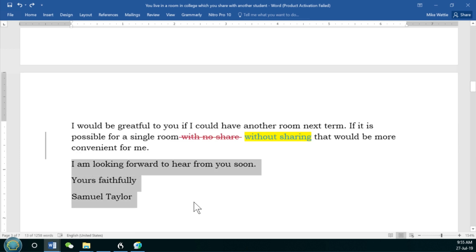And a good finish to the letter. Oh, I just noticed another error. "I am looking forward to hear from you soon." That, of course, should be hearing. "I'm looking forward to hearing from you soon." "Yours faithfully." This is a good way to write to a person you haven't met before. We usually use yours sincerely for people we know.